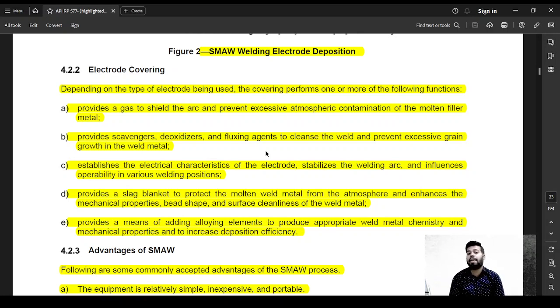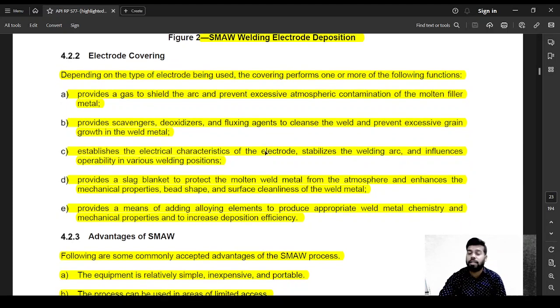Provides a slag blanket to protect the molten weld metal from the atmosphere and enhances the mechanical properties, bead shape, and surface cleanliness of the weld metal. Provides the means of adding the alloying elements to produce the appropriate weld metal chemistry and mechanical properties and to increase deposition efficiencies. So one or more of these are the things your electrode coating can do.